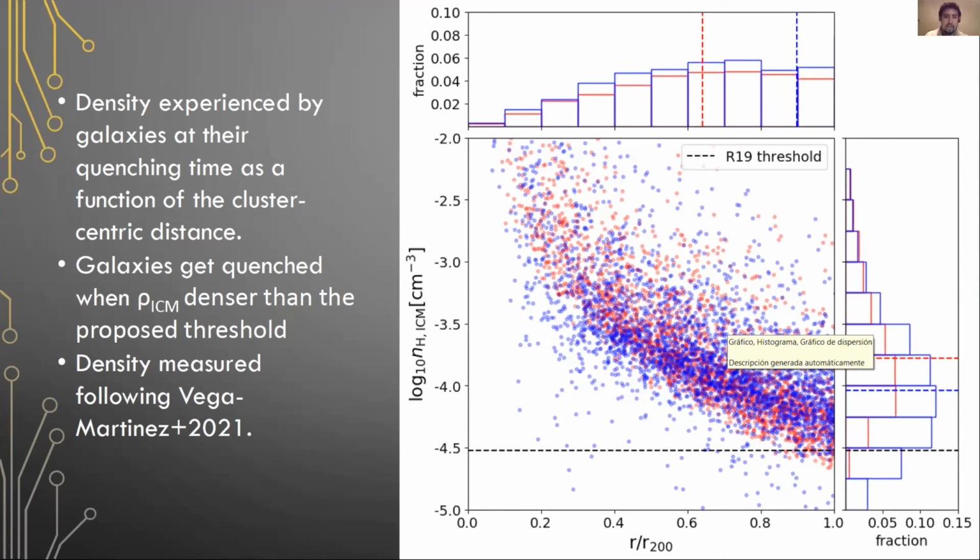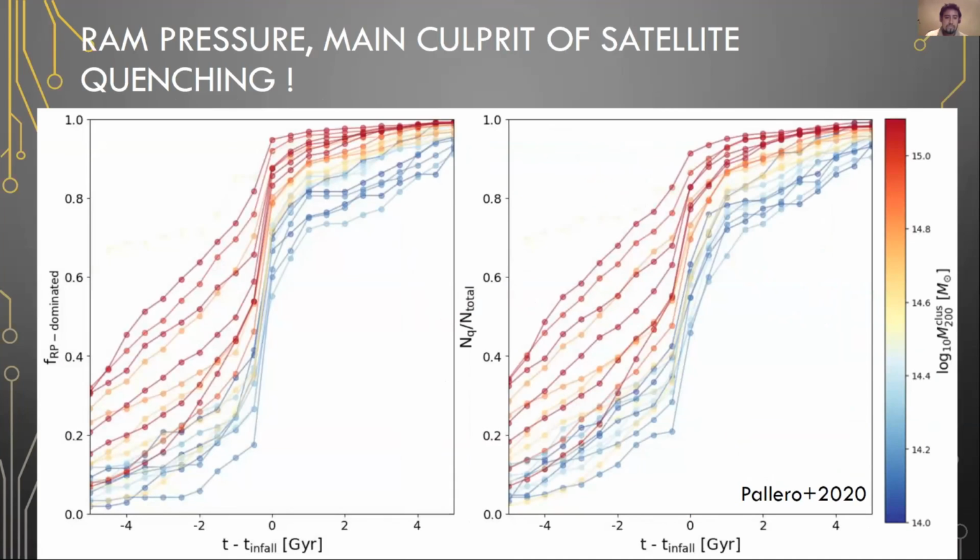pressure stripping scenario what is quenching the star formation? On this plot, you can see the evolution of the quenched fraction in the right panel as a function of the accretion time, and in the left panel, you can see the evolution of the ram pressure dominated fraction as a function also of the accretion time.